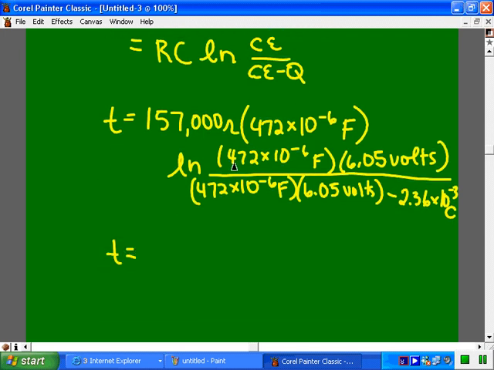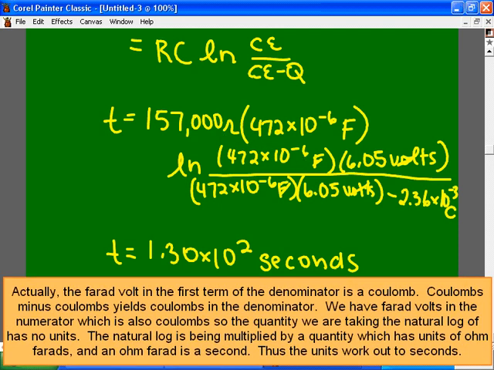And then just by doing the math and substituting all these numbers in, we get that time is equal to 1.30 times 10 to the 2nd seconds. And you get this value by all of these canceling out here. The volts cancel, and you've got coulombs. 1 over coulombs is equal to seconds.